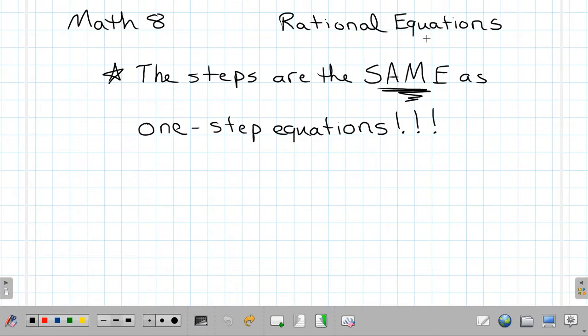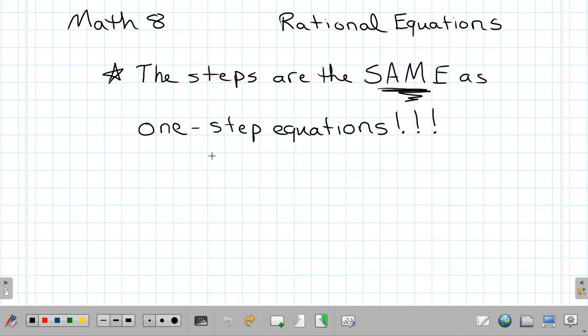This video is basically the same as the one-step equation video. It's just that you're dealing with what we're going to consider rational numbers. As you'll see when we look at some of the examples, we're going to go straight into examples, because the steps to these equations are the same as any other one-step equation.